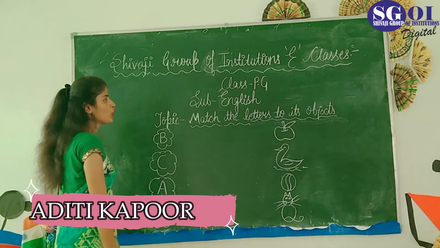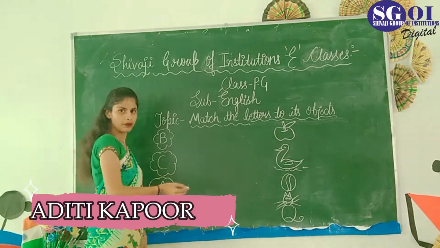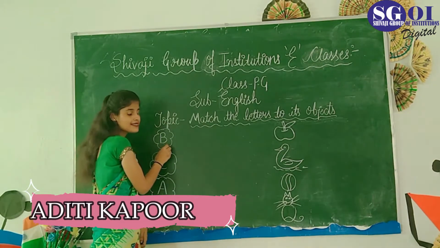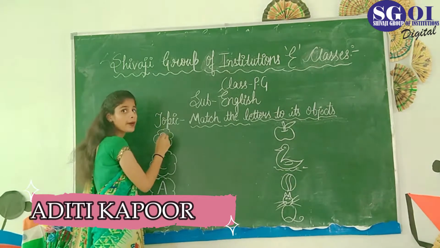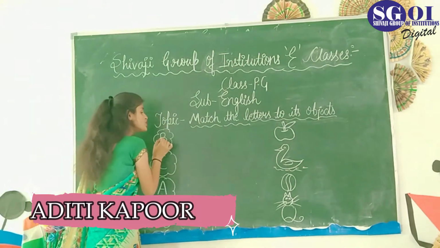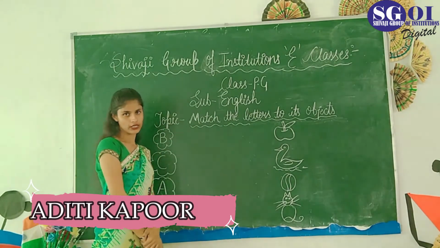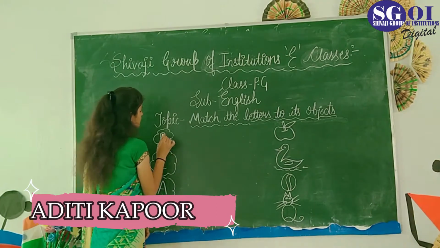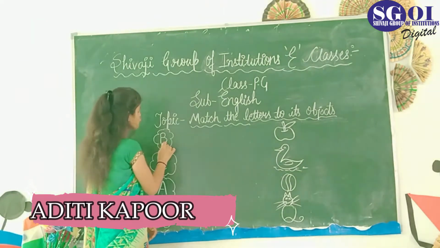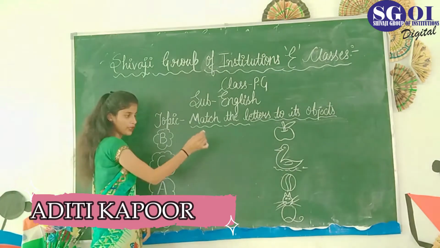Okay, so first of all, identify the letters and its pictures. So first of all, tell me which letter is this? This is B for ball. B for ball. You have to match letter to its object. आपको letter को उसकी picture से match करना है. Okay? So this is B for ball. This is letter B now. So we have to match B for ball with the picture of ball.